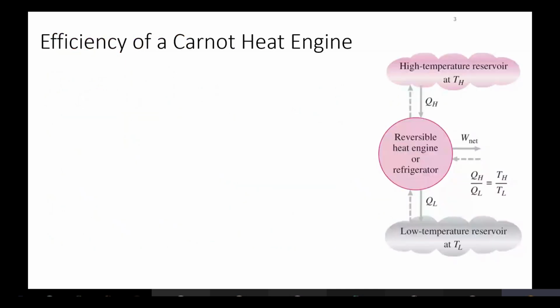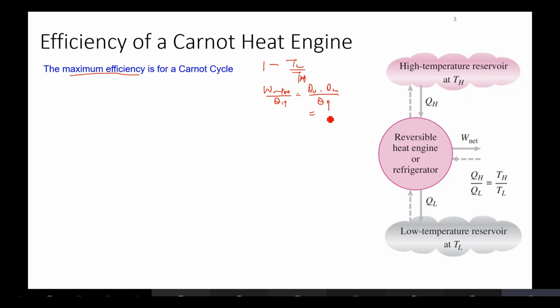You know the efficiency of a Carnot engine. Carnot engine is the engine that has the maximum efficiency. And the Carnot efficiency is essentially defined by 1 minus TL over TH. This is how you define the Carnot efficiency. Thermal efficiency is essentially defined by work net out over QH, or you can also define it as QH minus QL over QH, or this could also be written as 1 minus QL over QH.